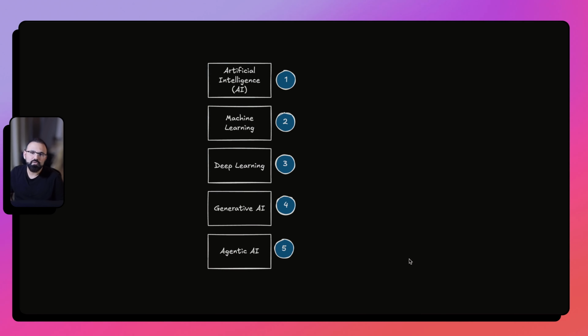Hey everyone, quick question for you. When someone says AI, what exactly do they mean? Because here's the thing that's driving everyone crazy right now. You've got people talking about AI, machine learning, deep learning, generative AI, agentic AI. And honestly, most people are using these terms like they're all the same thing, but they're not.